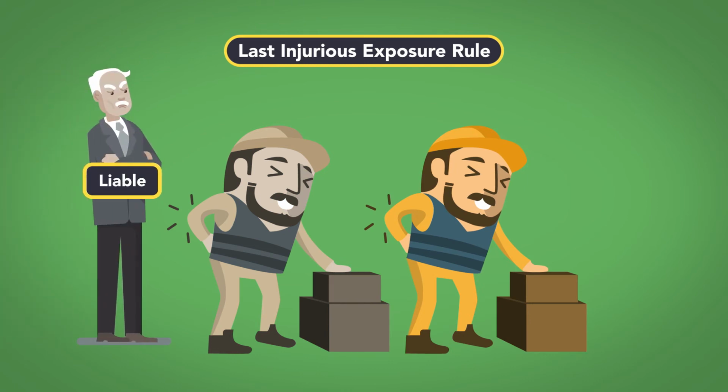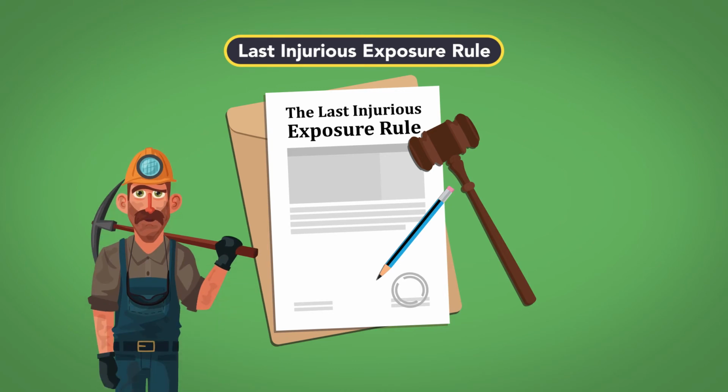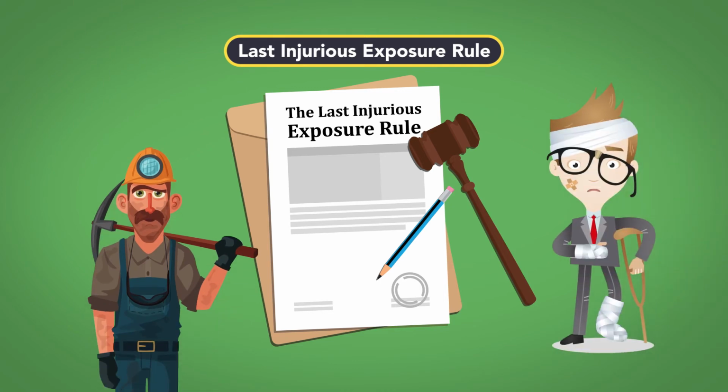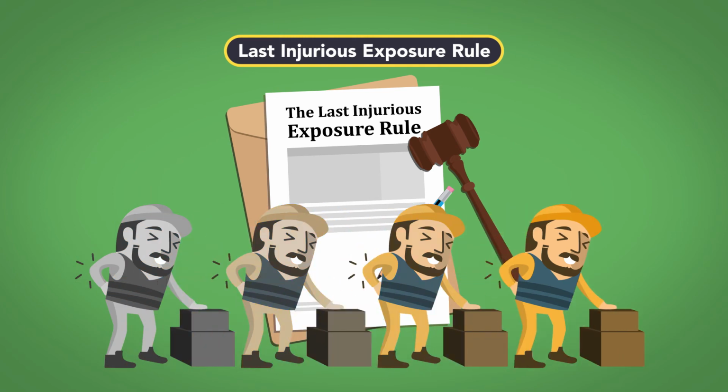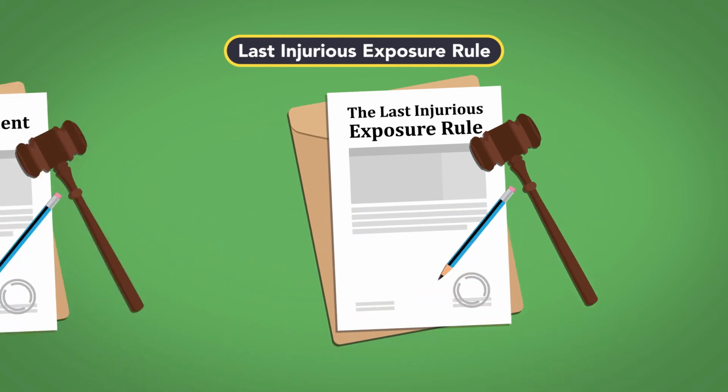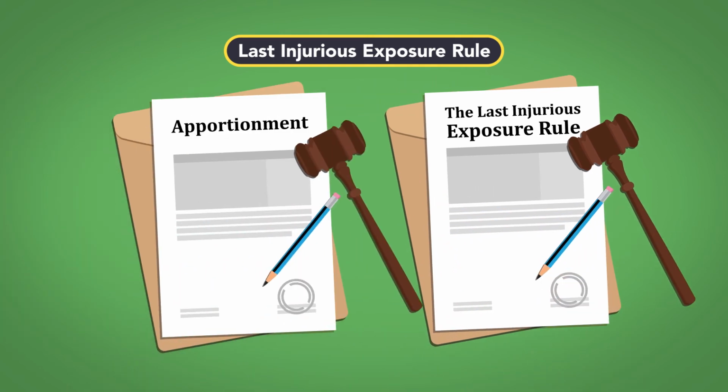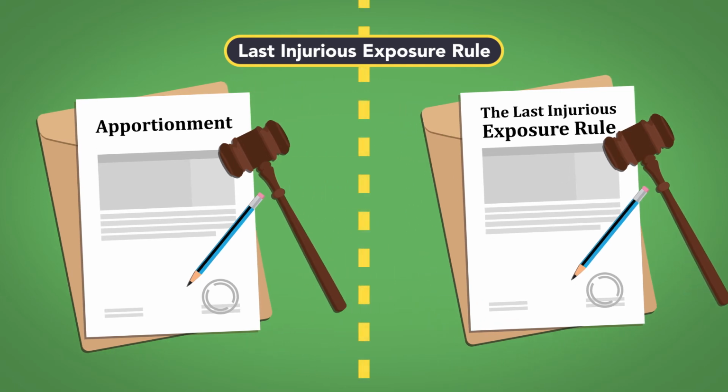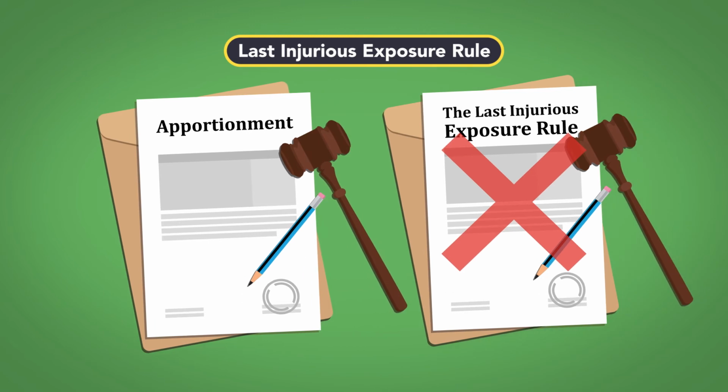While some jurisdictions may only apply the rule to occupational diseases, others may also apply it to multiple or successive injuries of the same type. Clearly, apportionment and the last injurious exposure rule are mutually exclusive. Therefore, if your jurisdiction applies apportionment to a particular situation, it cannot also apply the last injurious exposure rule to that situation.